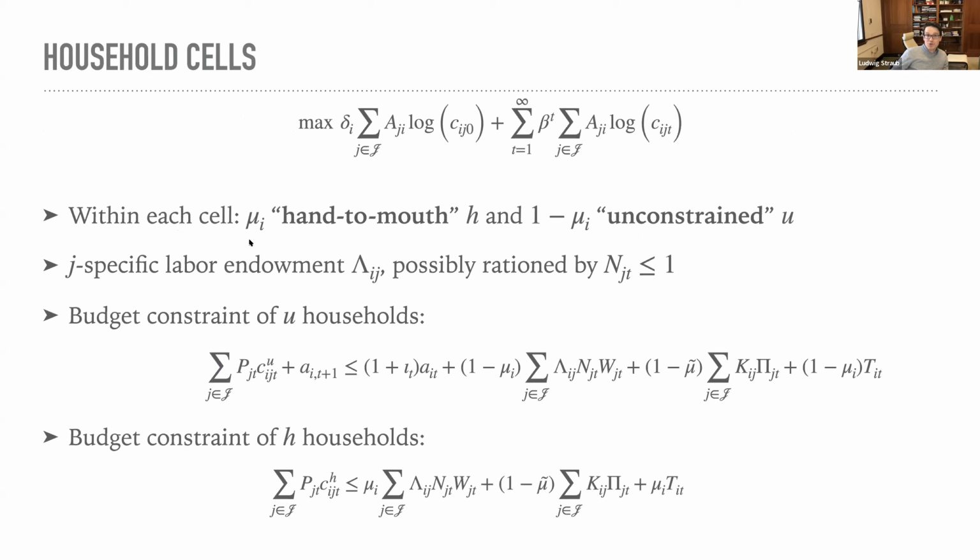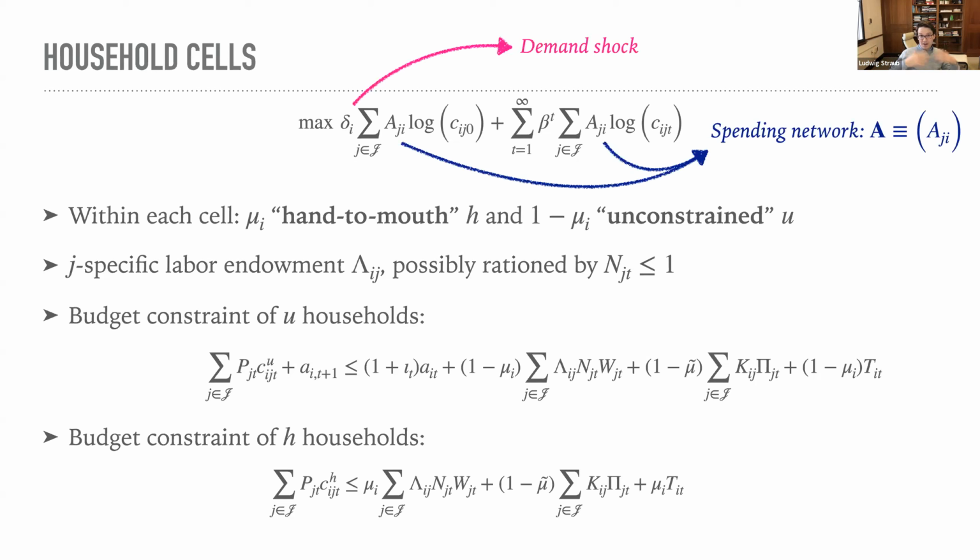We're going to call that fraction mu I, and the others are going to be unconstrained. That's the remaining 1 minus mu I households. Both groups of households are going to maximize the same utility function. This utility function is a Cobb-Douglas utility, where the Cobb-Douglas weights are essentially given by the spending network across firm cells. We also allow for a preference shifter delta that can microfound a demand shock in this economy.